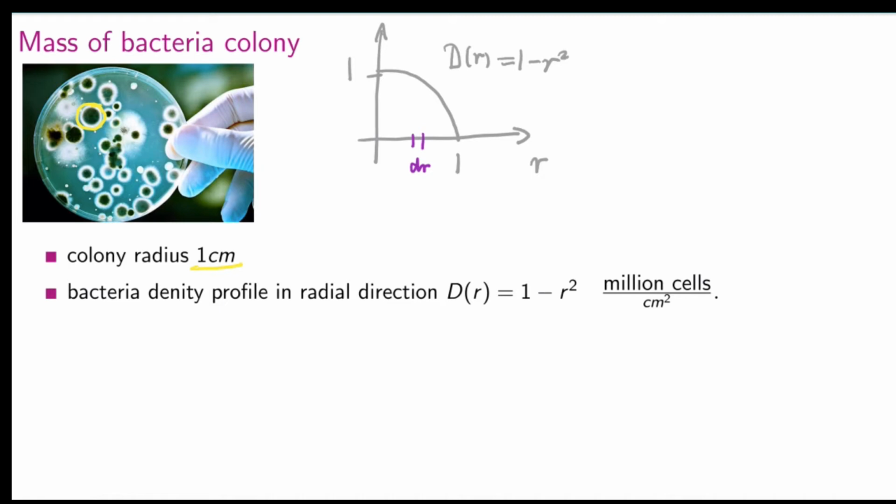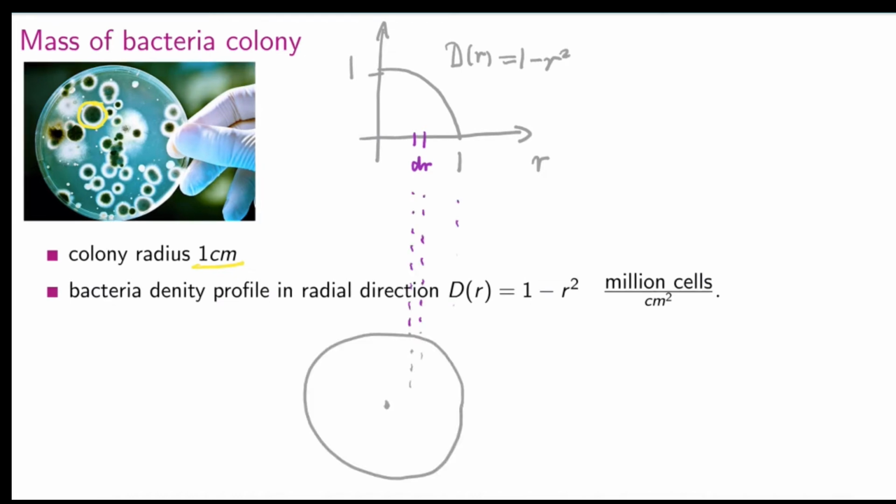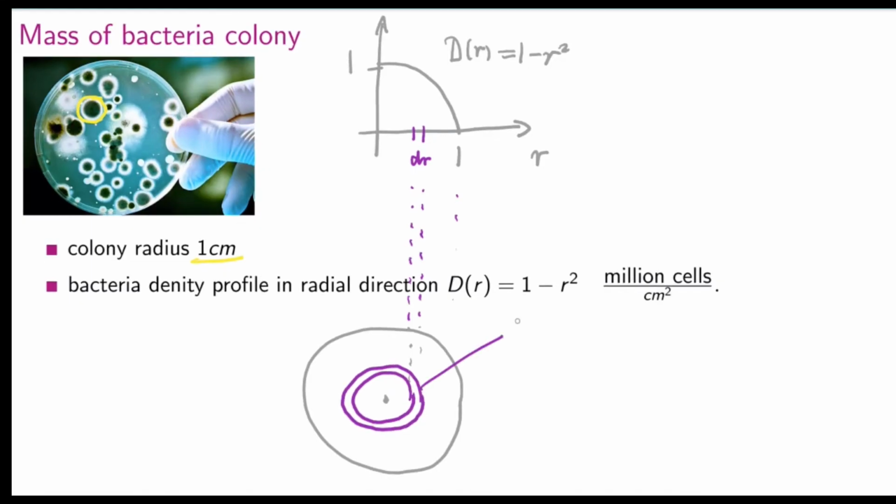Now looking at the entire bacterial swarm or the entire bacterial colony there, this dr corresponds to a ring which goes around the colony. So to draw this, I need to extend my picture a little bit. So this would be then a visualization of the entire swarm, and then this little radial bit corresponds to this ring here. So this here would be a typical slice.